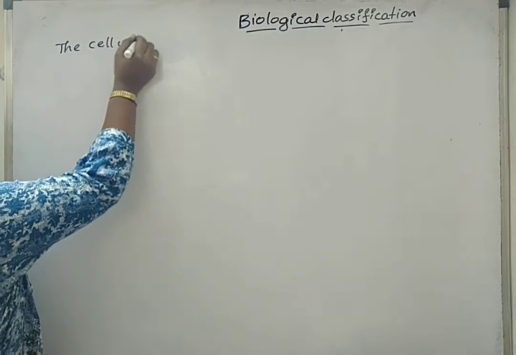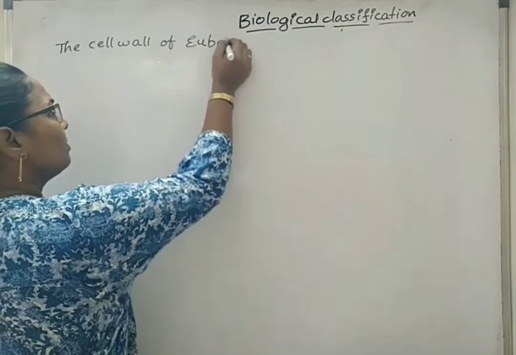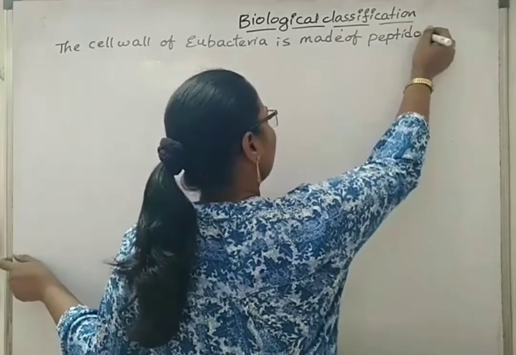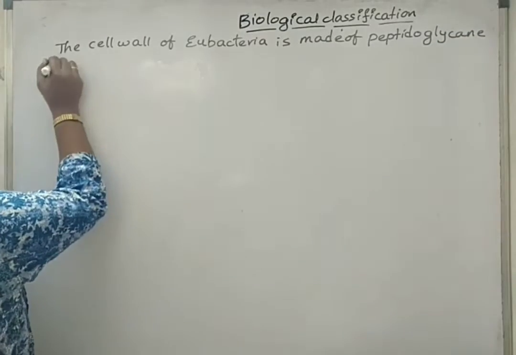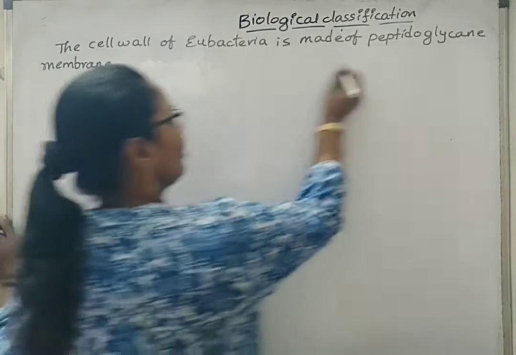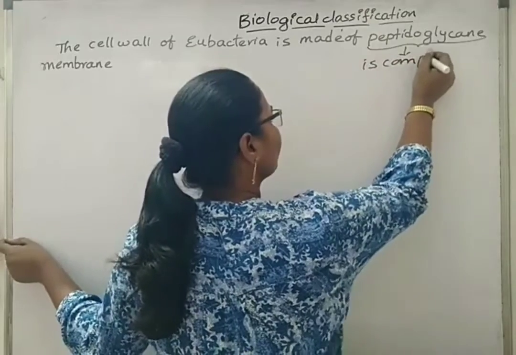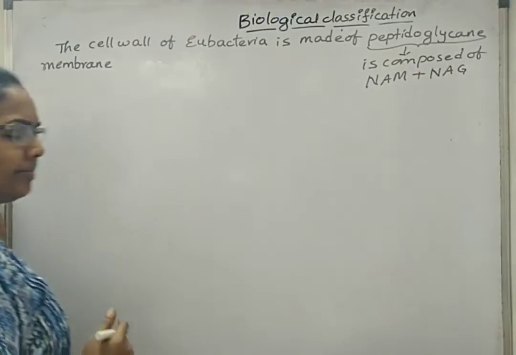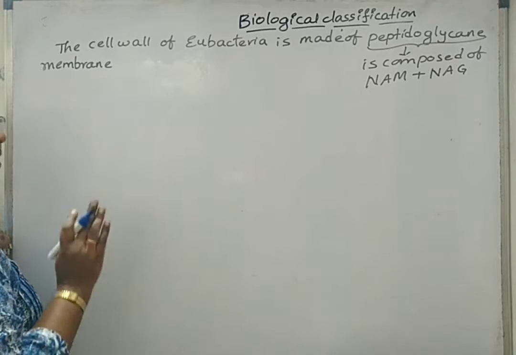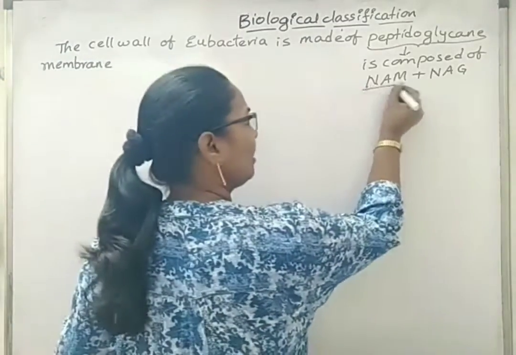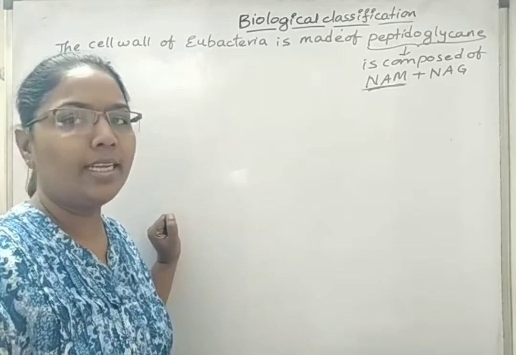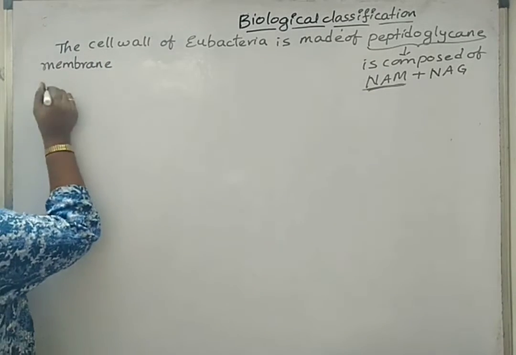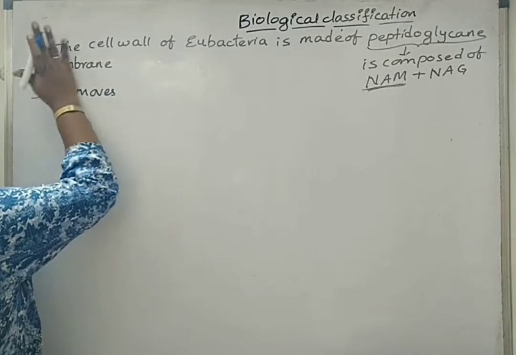The cell wall of eubacteria or cyanobacteria is made of peptidoglycan membrane. Peptidoglycan is composed of N-acetyl muramic acid plus N-acetyl glucosamine. We know that the difference between eubacteria and archaebacteria is only in this composition: eubacteria have N-acetyl muramic acid, but archaebacteria have N-acetyl pseudomuramic acid.